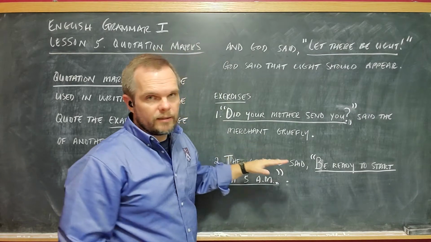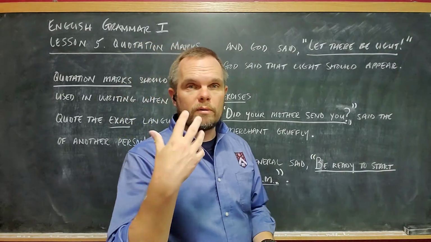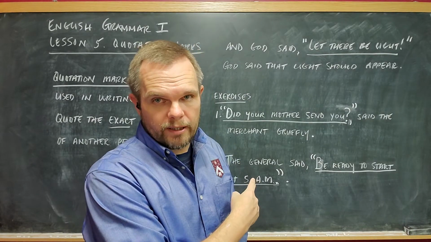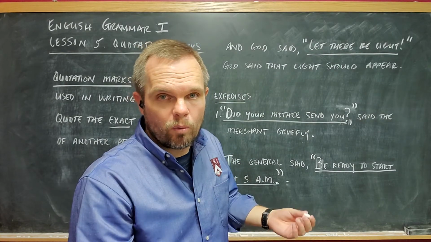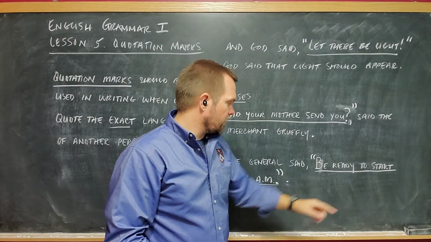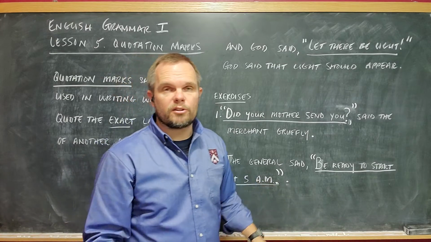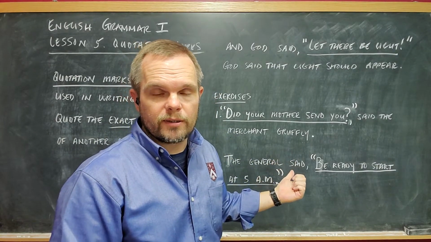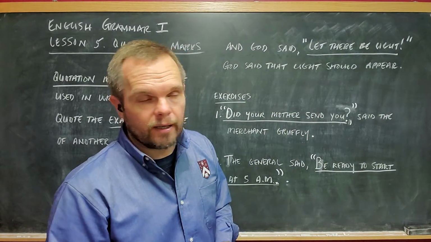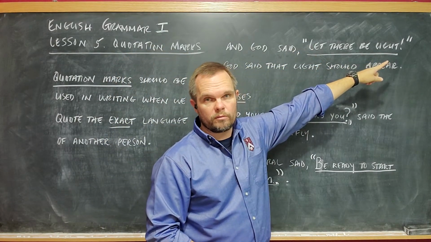When we read something like this, where we have quotation marks, if we're reading it to someone and we want them to understand that there are quotation marks in the sentence, we'll say, the general said, quote, "be ready to start at 5 a.m.," unquote. That's a way for us to show someone that there were quotation marks in the sentence. We say quote at the beginning and unquote at the end. And God said, quote, "let there be light," unquote.